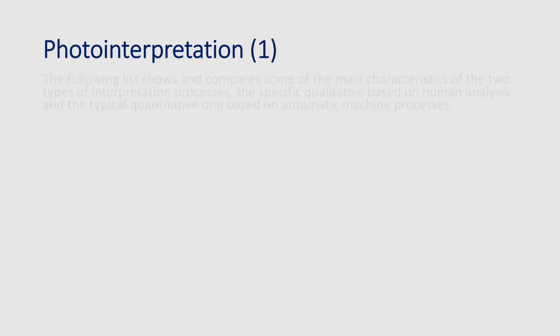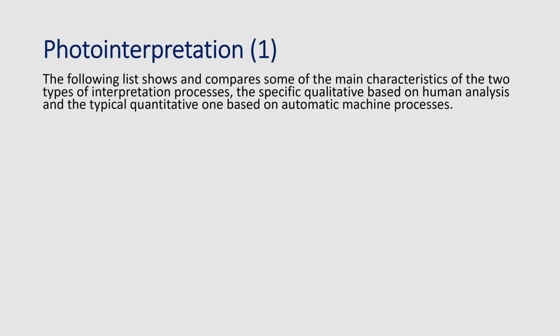The following list shows and compares some of the main characteristics of the two types of interpretation processes that we will face from now on: the specific, qualitative one, based on human analysis, and the typical, quantitative one, based on automatic machine processes.